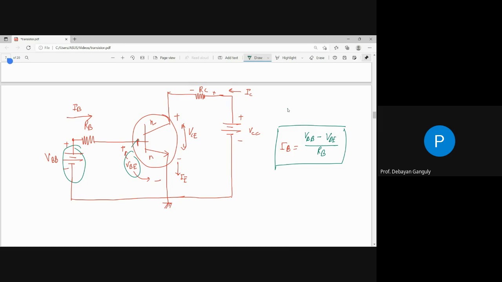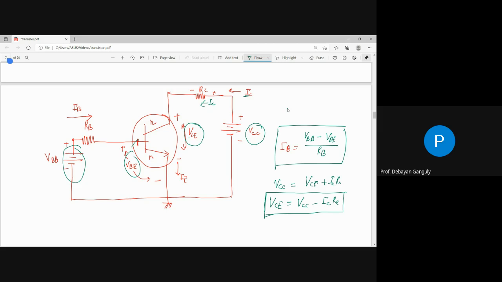And if we go through the output circuit, this is the voltage VCC, and the current IC will be flowing through this. So you can write that VCE plus ICRC totally gives you the voltage VCC. That means VCC is nothing but VCE plus IC into RC. That is simple. That is the output circuit. So VCE is VCC minus ICRC, by rearranging the equation.